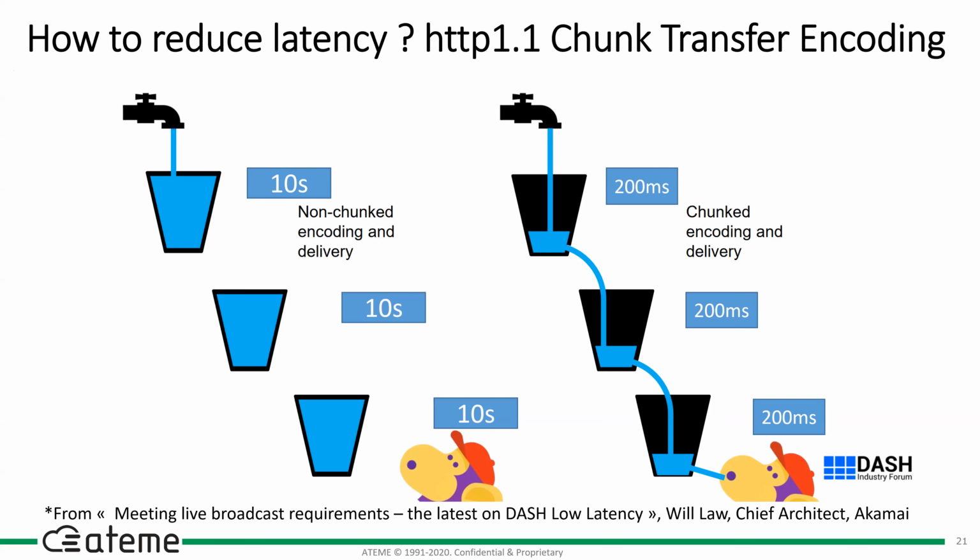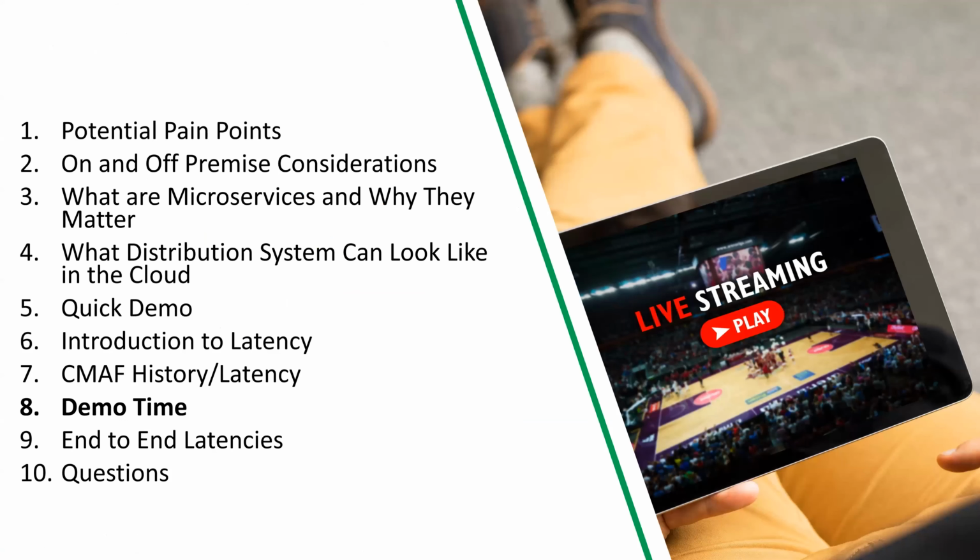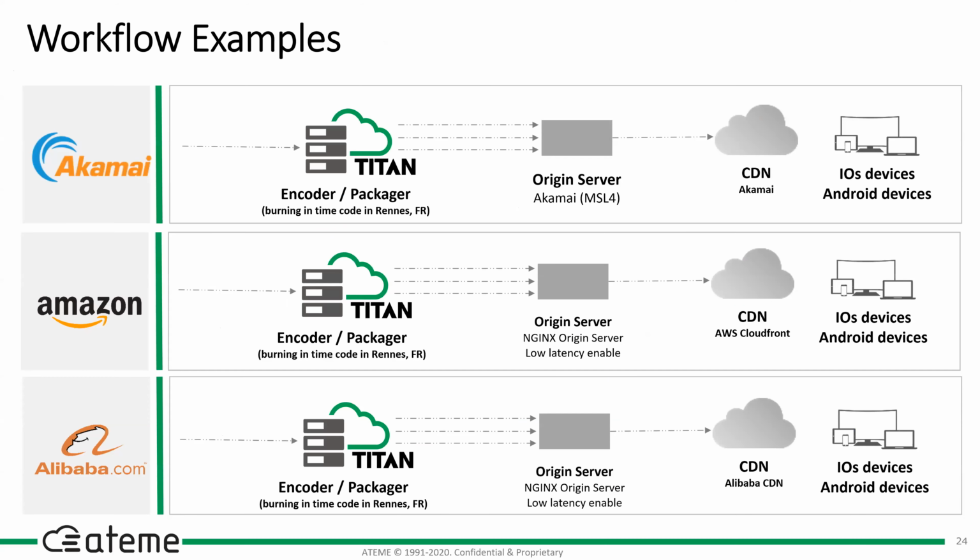So when we go through this demo, I'll show you a little bit. So it's demo time. I'll show you three ways. Well, I'll focus on one, but we've got three CDNs we're feeding. This is an on-prem encoder, by the way. We're feeding an Ateme workflow. We're using one of Ateme origin and Ateme CDN.